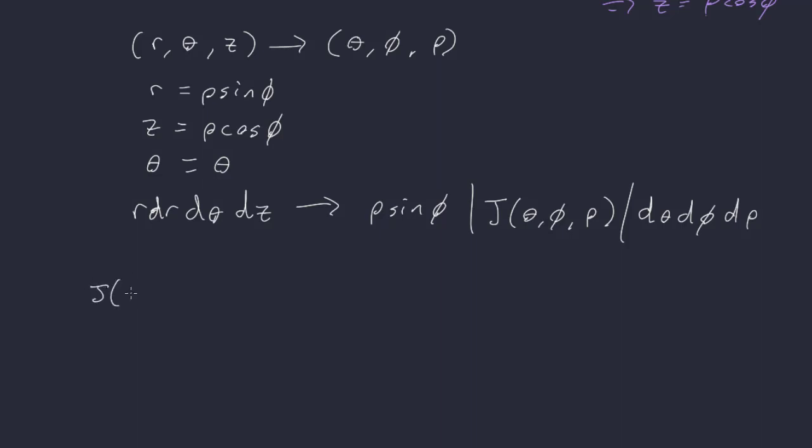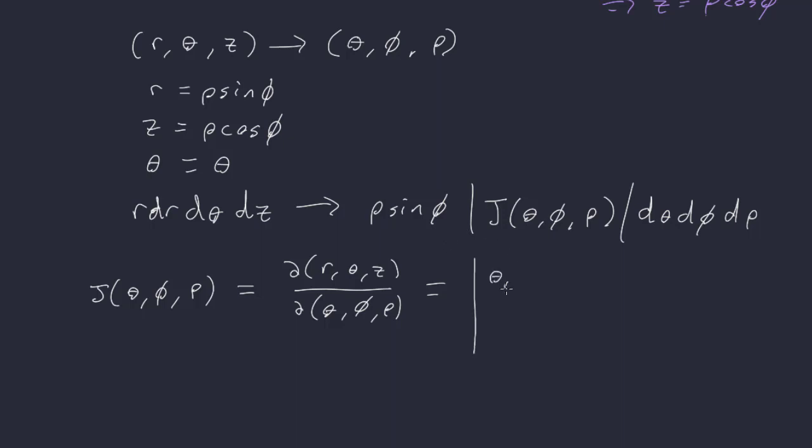All right, so the Jacobian of theta phi rho is going to be the partial derivative of r theta z with respect to theta phi rho. I'm going to set this up in a very specific order to make this easier to deal with. In this top corner, I'll put theta in terms of theta. So the derivative of theta with respect to theta is going to make that 1. Then theta with respect to phi, then theta with respect to rho.